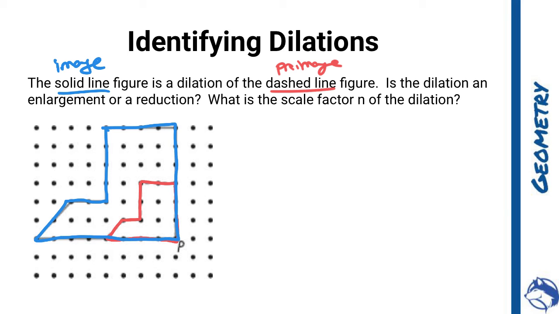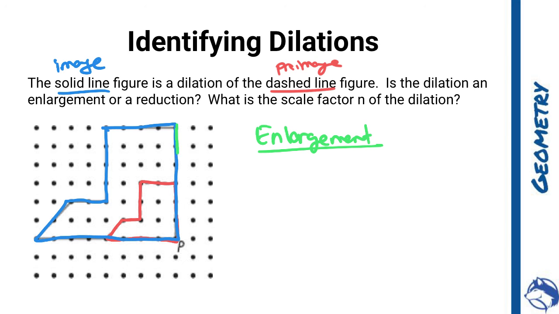So is the dilation an enlargement or reduction? Well, it's getting bigger, so it has to be an enlargement. And to figure out, so they told us it's a dilation, and to figure out the scale factor, what I need to look at is the side length of one of them, and I need to compare it. So I'm going to start with the image here. So this is the big blue one.